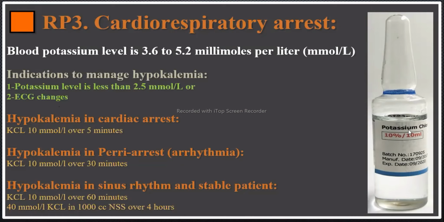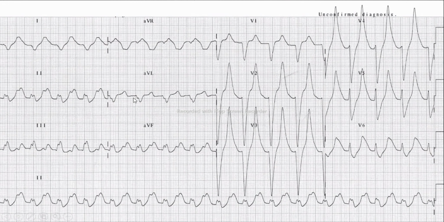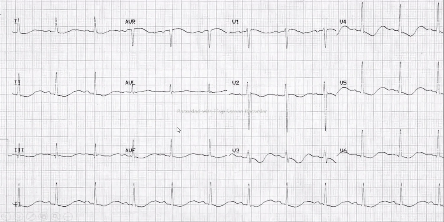Okay. So this one, potassium chloride, 10%, 10 ml. If the patient in cardiac arrest, if the patient has arrhythmia, so it's called peri-arrest, means at any time the patient will arrest. If the patient sinus rhythm and stable patient, okay. So regarding this ECG, guys, this one, it's a peri-arrest or sinus rhythm?